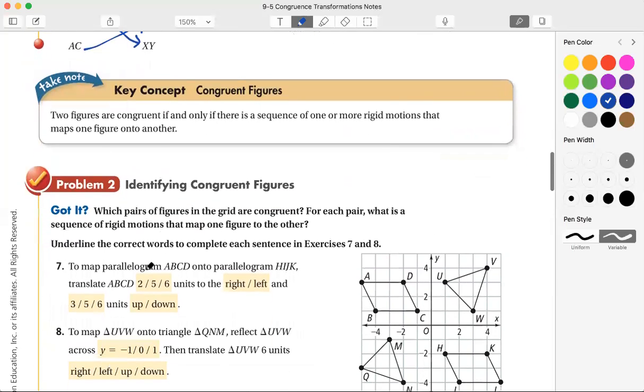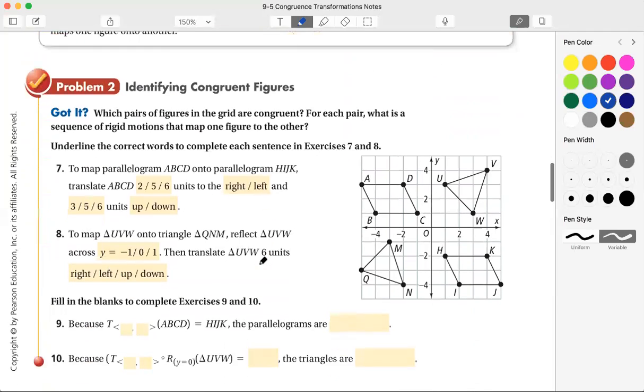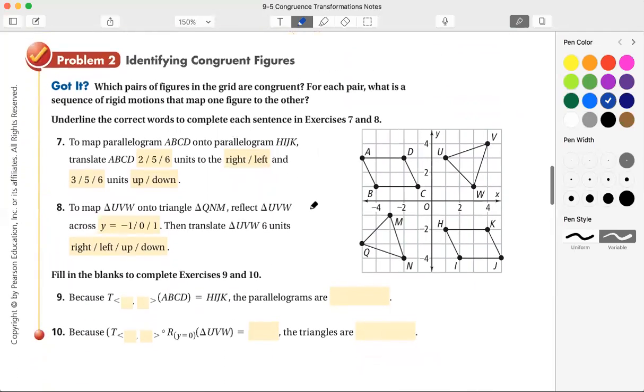Two figures are congruent if and only if there's a sequence of one or more rigid motions that maps one figure onto the other. Which pairs of figures in the grid are congruent? For each pair, what is a sequence of rigid motions that maps one to the other? To map quadrilateral ABCD onto parallelogram HIJK, we translate ABCD 6 units to the right and 5 units down.